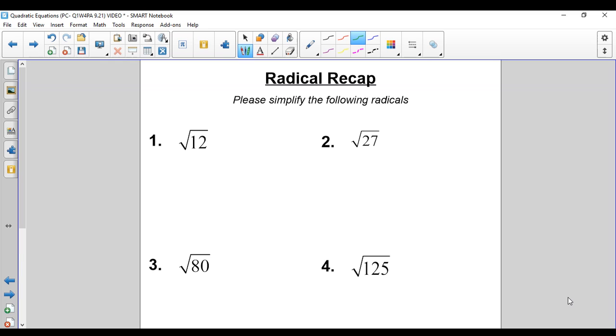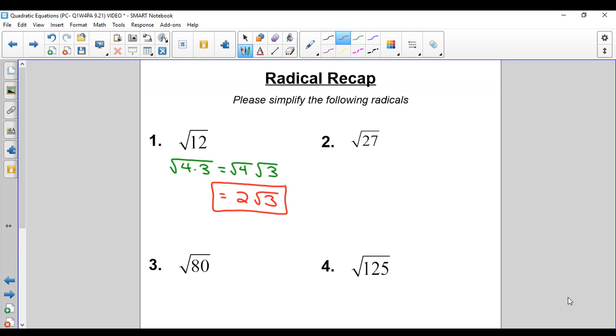We've got to find factors of our numbers. So in this case, 12 for our first one, that are perfect squares. So 12 breaks into 4 times 3. We would break this technically into two different radicals: square root of 4 times the square root of 3. The square root of 4 is just 2. Square root of 3 stays put. There's our radical in simplest form.